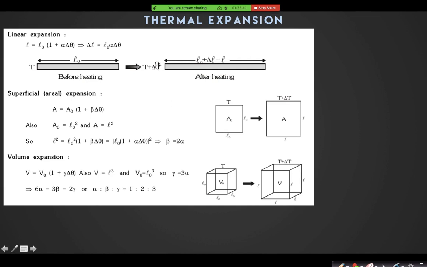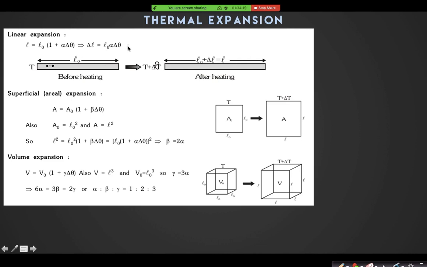Sir, why is it so that it is proportional to the initial length of that material? Actually, what happens is that if you increase the temperature, then the bonds between two molecules actually increase. So if there are more number of bonds, then the elongation will be greater. Right? So that is why it depends on the initial shape or size also. That means it depends on the initial bond length.